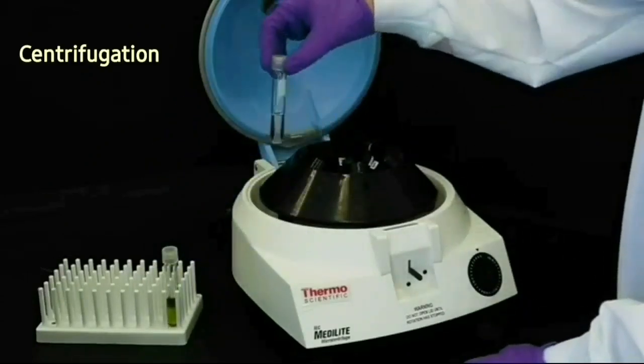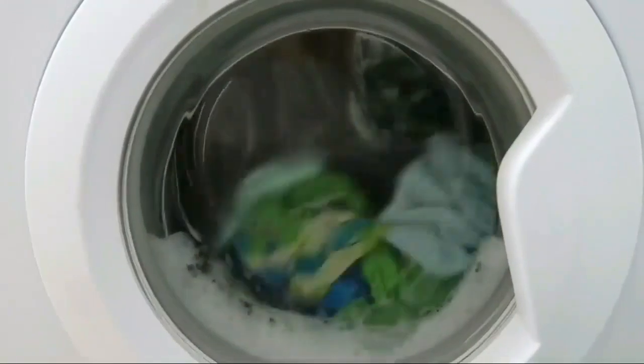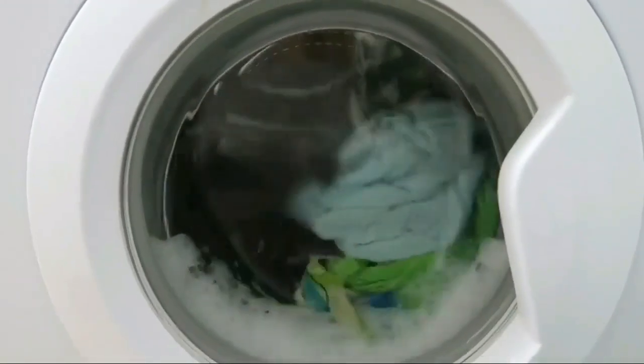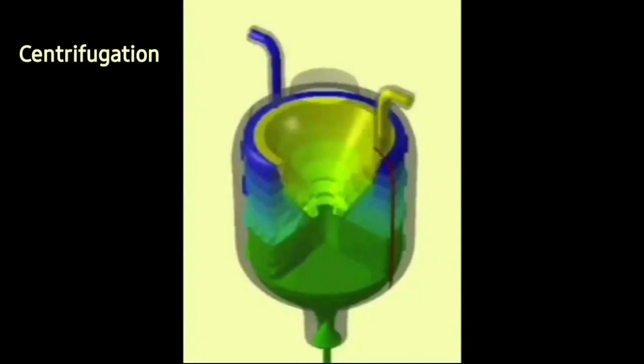In milk dairies, centrifugation is used to separate cream from milk. In washing machine, this principle is used to squeeze out water from wet clothes. Centrifugation is also used in pathological laboratories to separate blood cells from a blood sample.